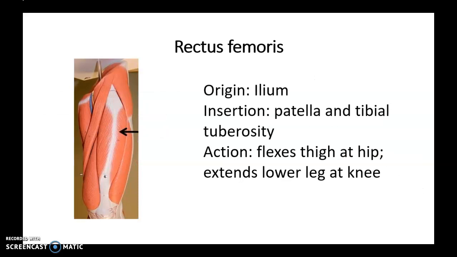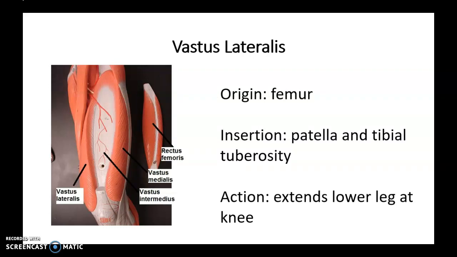That's Gracilis. Next we have Rectus femoris. This muscle is part of the quadriceps muscles. It originates in the ilium and inserts into the patella and tibial tuberosity. It flexes the thigh and extends the lower leg. Next we have Vastus Lateralis, which lies lateral to Rectus femoris. In this picture, you see the Rectus femoris being pulled out, and you actually see the deeper muscle, which is Vastus Intermedius. So this muscle right here is Vastus Intermedius. Medial to it, you have Vastus Medialis.